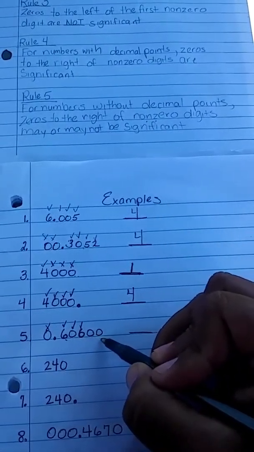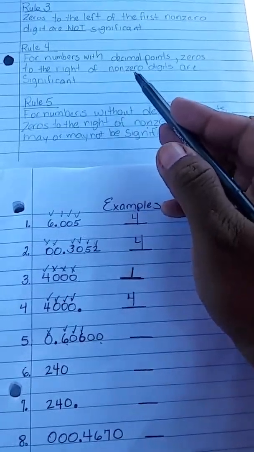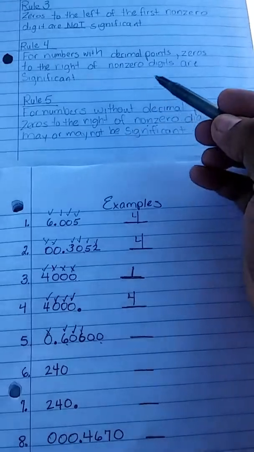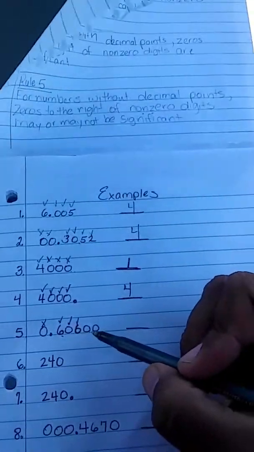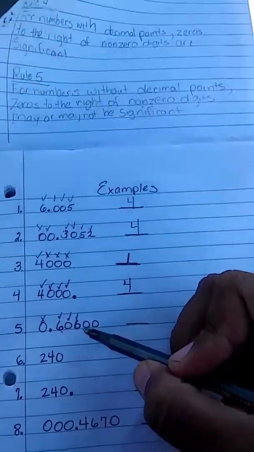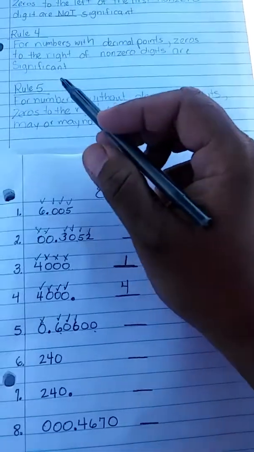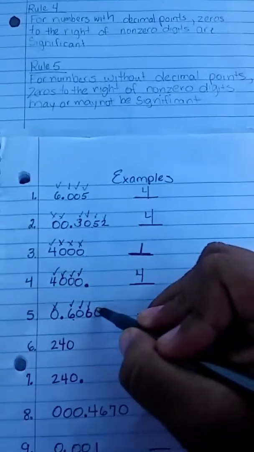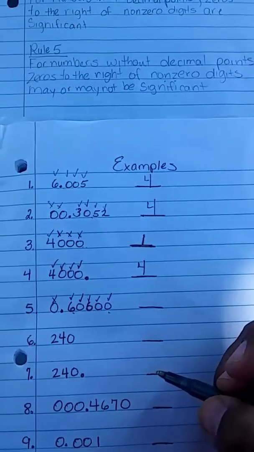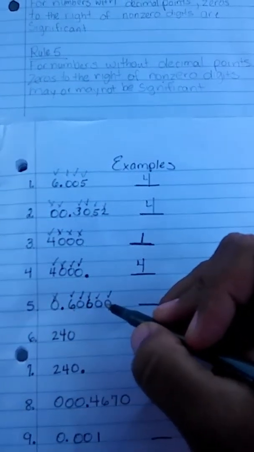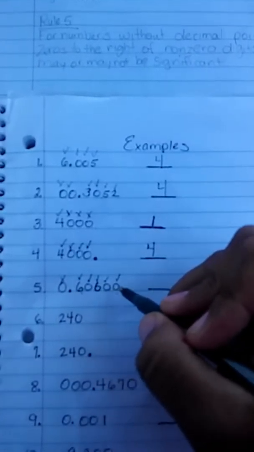And these guys right here at the end are significant, and this is according to rule number 4, because it says for numbers with decimal points, which it does have a decimal point, zeros to the right of non-zero digits. Well, these zeros happen to be to the right of a non-zero digit, so they are significant. So therefore all of these numbers are significant after the decimal point, not including the 0. So it's 1, 2, 3, 4, 5.